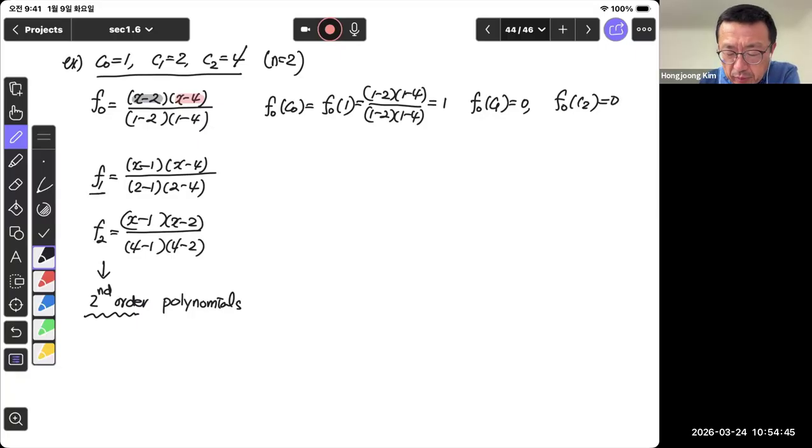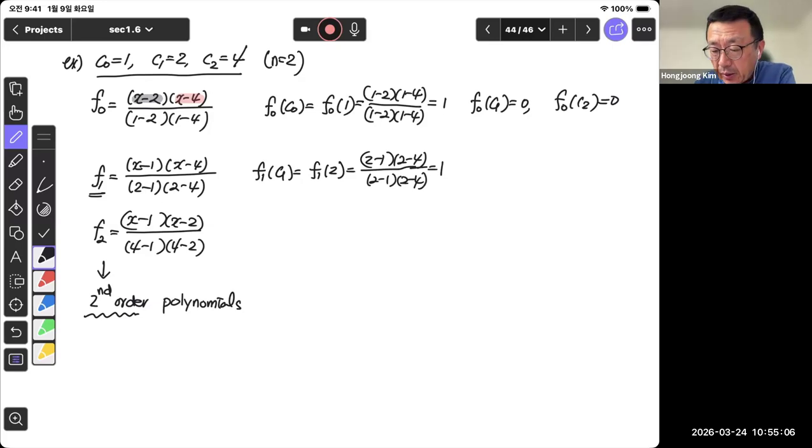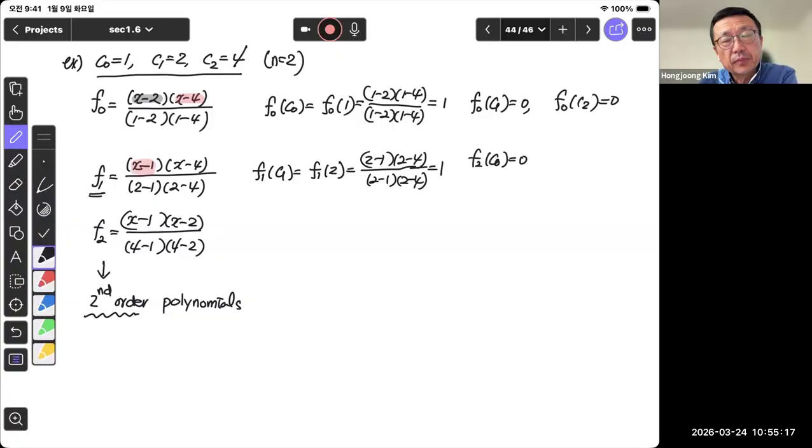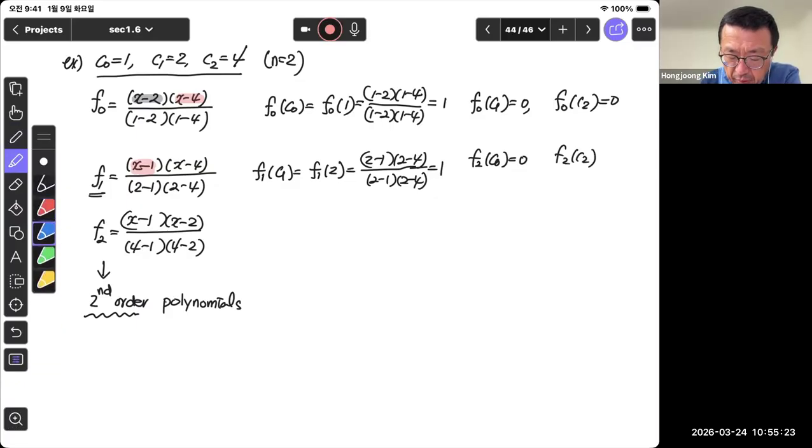In the case of f1, when I plug in C1, that means I'm plugging in the value 2. Then we have 2 minus 1 times 2 minus 4 divided by 2 minus 1 times 2 minus 4, which is 1. And if I plug in C naught, due to x minus 1, this f2 of C naught will be 0. If I plug in C2, due to this x minus 4, the term will be 0.